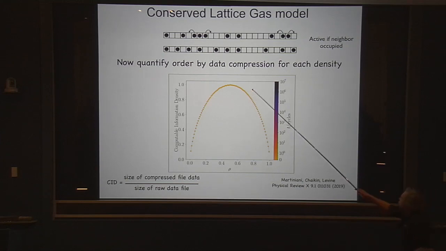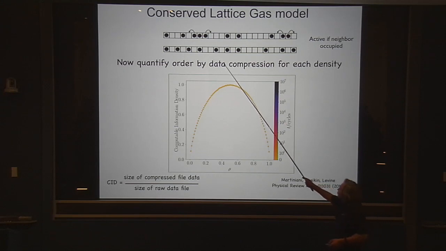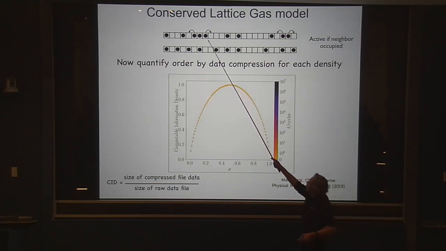This is a dynamic model. It's a conserved lattice gas. It's in one dimension here. You can do it in n dimensions, but here's the one-dimensional version. You have sites which are either unoccupied or occupied, never doubly occupied. You can throw particles down randomly on this. And the rule is if you have a nearest neighbor, then these sites with nearest neighbors are active.